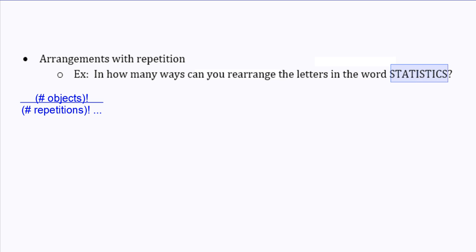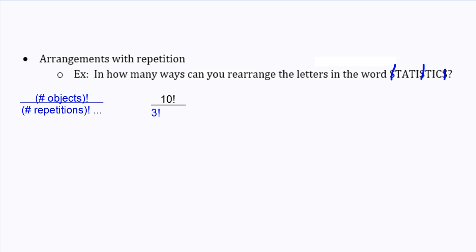So in the word statistics, if you count, we have 10 total letters, so I'm going to have 10 factorial on top. But then I want to care about the repetitions. I want to know how many different repetitions do I have. So for example, the S's. I have 1, 2, 3 S's. So I'm going to have a 3 factorial in the denominator.